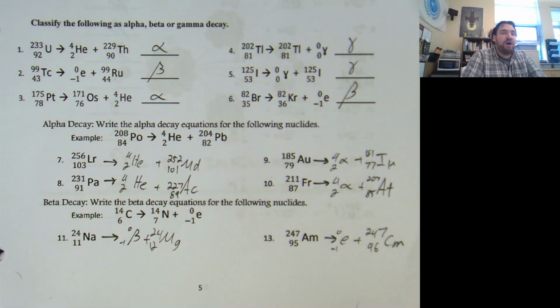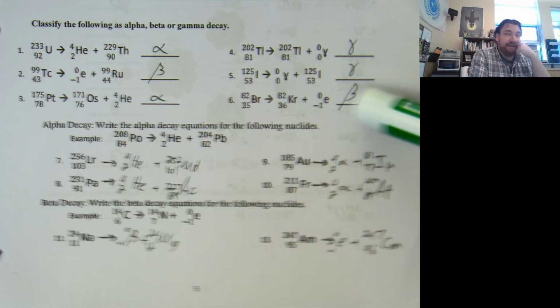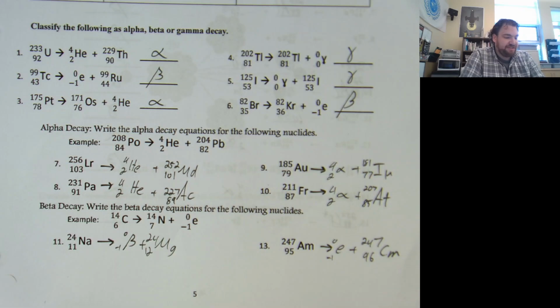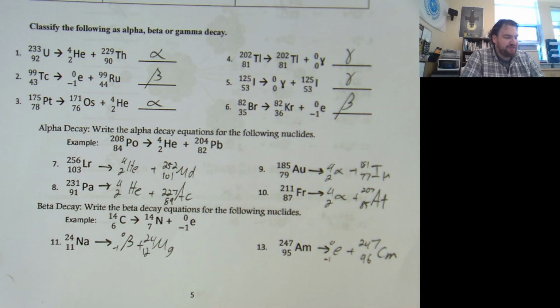So this is what the bottom of that sheet should have looked like. Alpha, beta, alpha, gamma, gamma, beta are questions 1 through 6. And then 7 through 13 are down there. 7 to 10 asks you to write the alpha decay equations. 11 and 13, I don't know where 12 went, asked you for the beta decay equations. Comments, questions, concerns on that page?